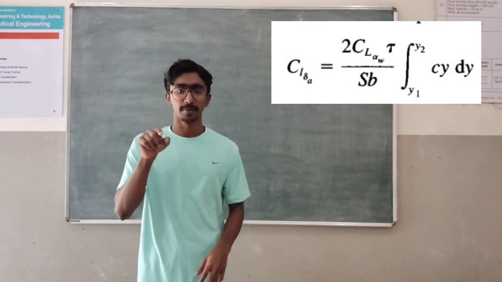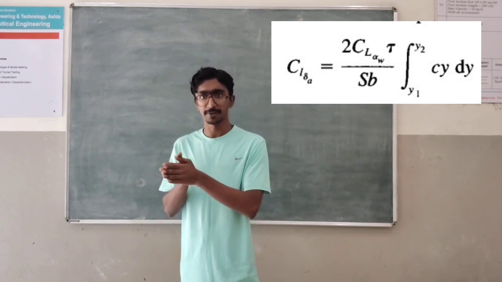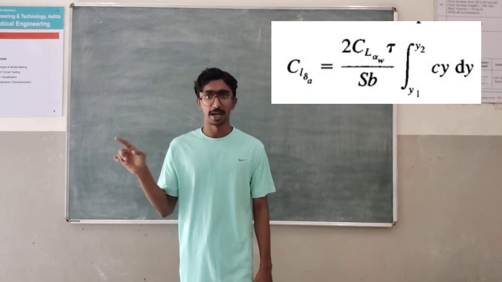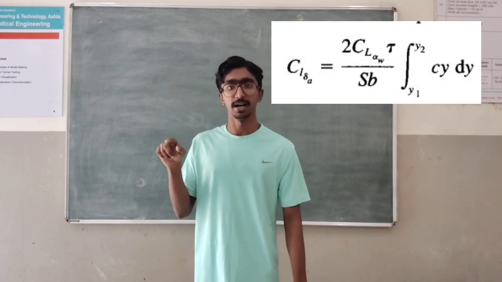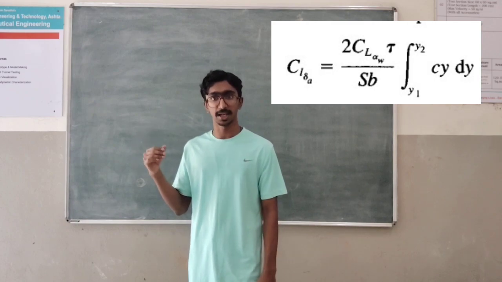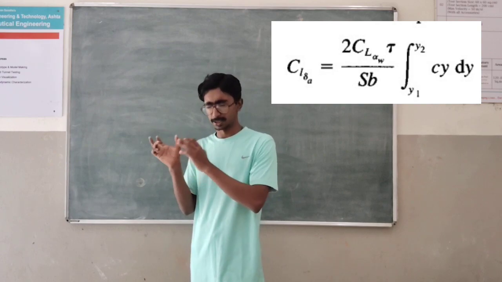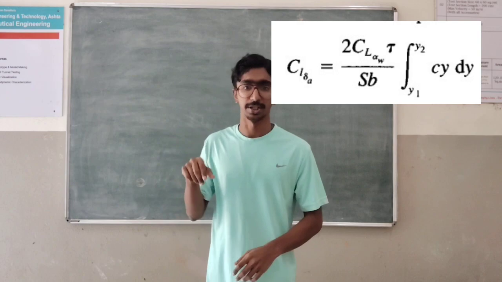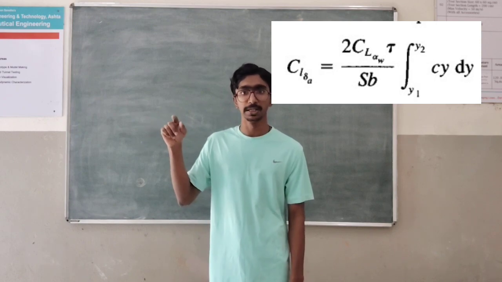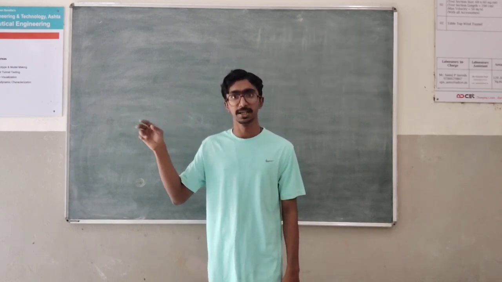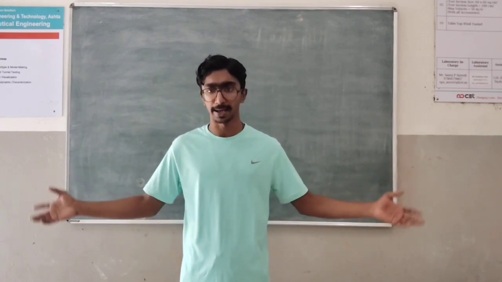The formula that is given for its lateral stability coefficient of moment is that Cl tau alpha, that is the coefficient of lift with respect to its ailerons and with respect to its angle of attack, will be equal to twice Cl alpha divided by the surface area and its distance, means there is one distance of the ailerons, integration y1 upper limit y2 c y dy, where c is the aerodynamic chord, and y is the distance. So this is known as the lateral stability of the aircraft.